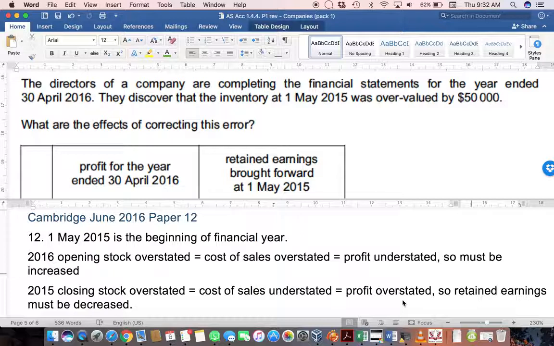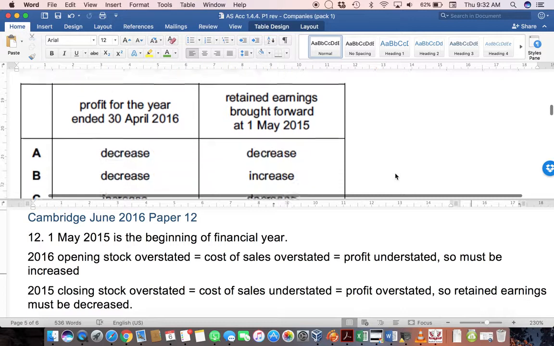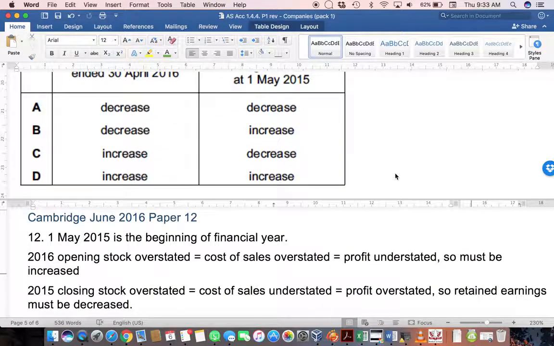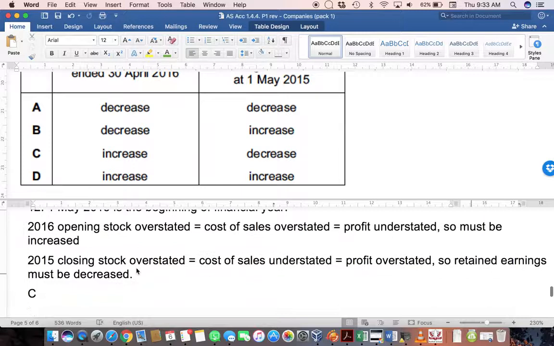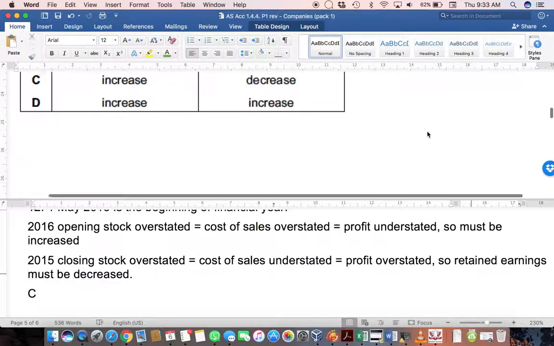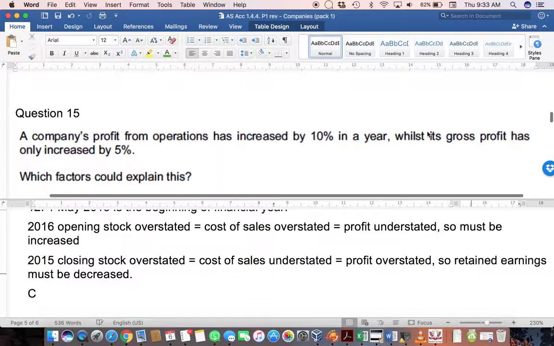So in other words, you need to take a profit from last year and move it to this year to be more correct. And if you look at the options that are given to you here, the one that suggests increasing this year and decreasing last year is C. And so C is the answer that you would choose.